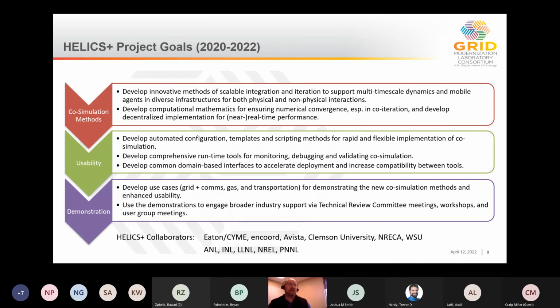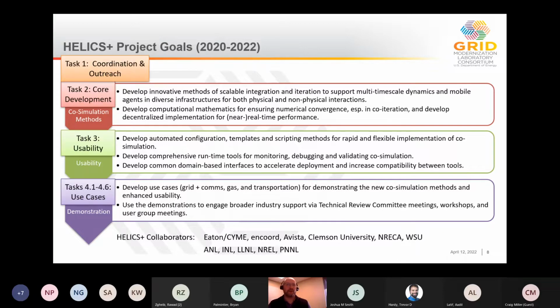So what we're going to talk about a little bit, there is a structure to our project, and so we're going to follow that. The three areas that we're focused on were basically increasing simulation methods, increased usability, and then demonstrating the value through use cases. And so you'll see as I go through here, we've broken this into 4 tasks that align with those 3 areas, plus coordination and outreach. I'm going to go over this at a very high level, how we're doing on each of these areas, but then each of the presentations throughout the next day and a half will go into much more detail.